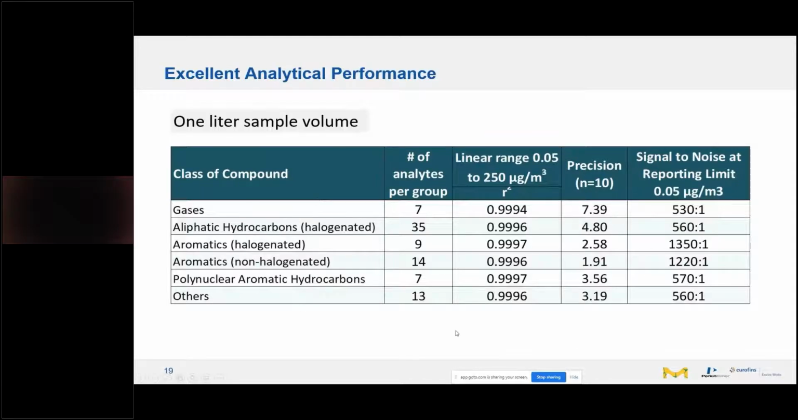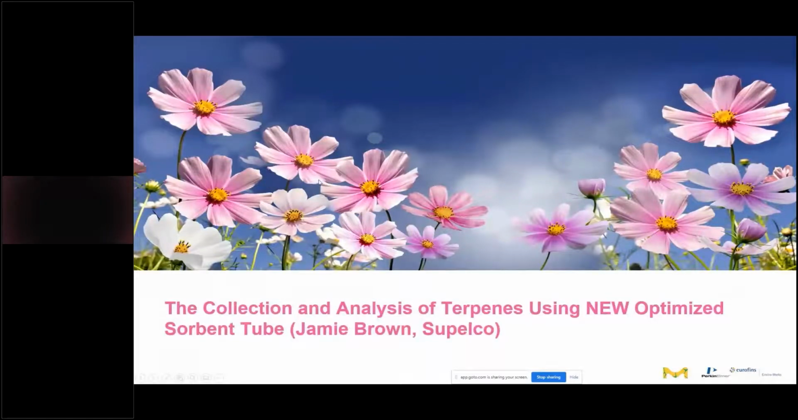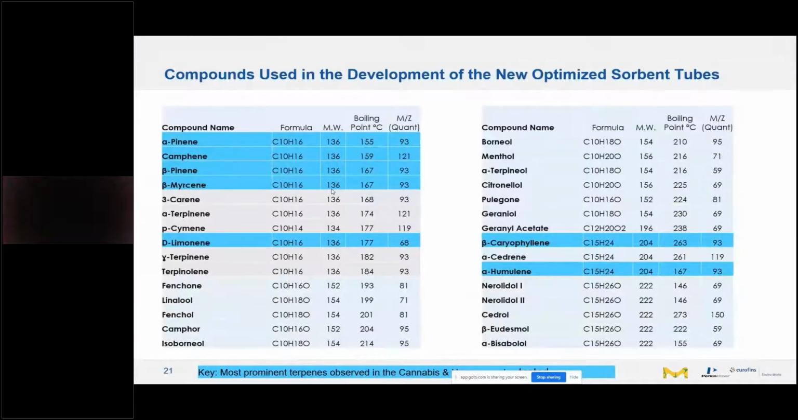Thermal desorption provides excellent retention, and the mass spec, of course. This is an example of a TO-17 run with the reporting limit at 0.05 parts per billion or 50 ppt. With signal to noise in full scan, we could probably drop that another 10x. Now, I'd like to discuss the collection and analysis of terpenes using this new optimized sorbent tube, with a comparison to other tubes. And again, this is mostly Jamie's work.